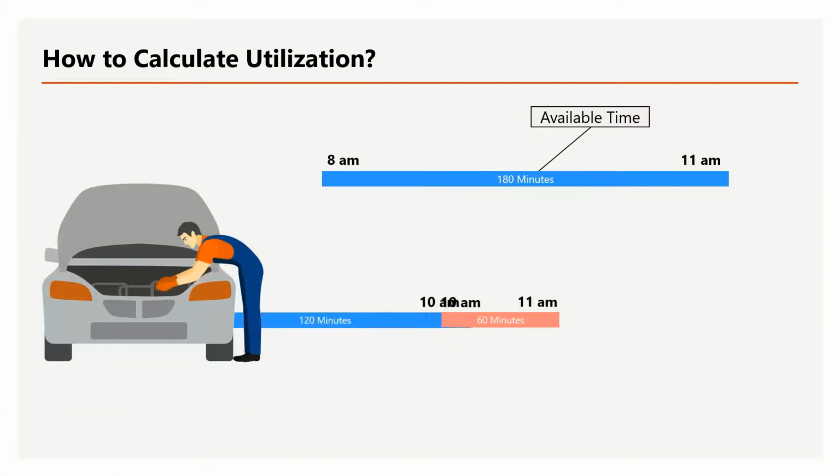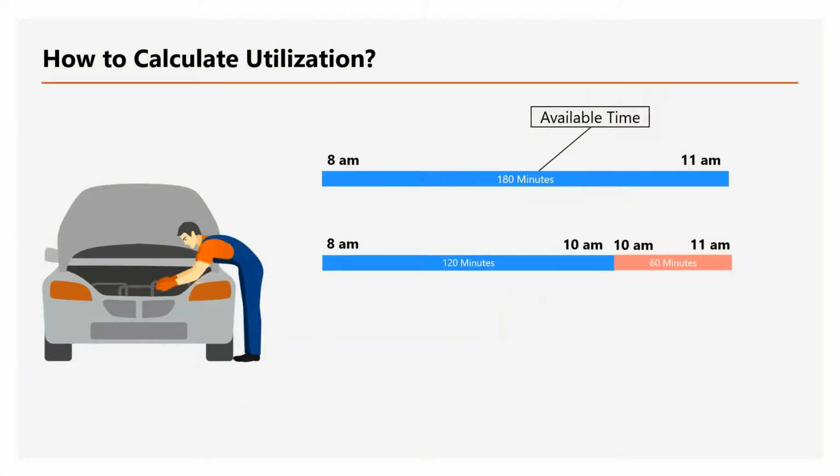But the technician has completed a task in just 120 minutes, from 8 a.m. to 10 a.m., which is fantastic because the technician has completed the task before even the available time was finished. So what happens with the remaining time?